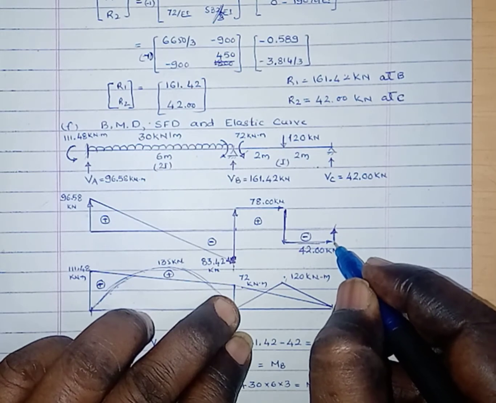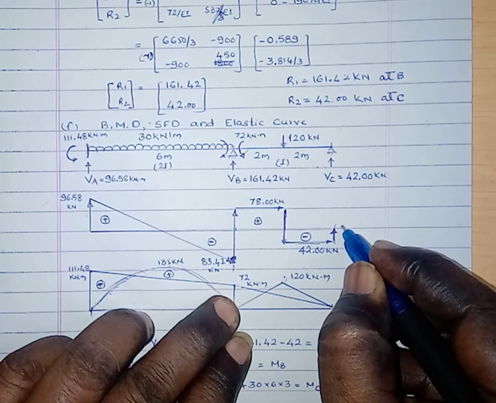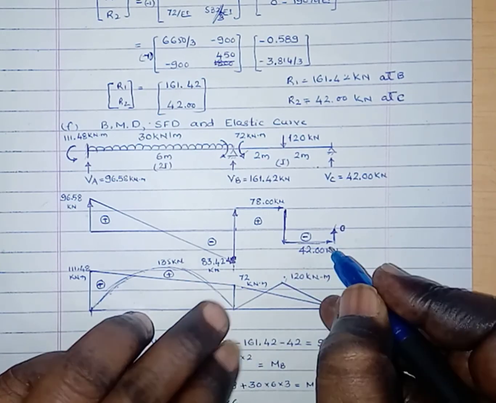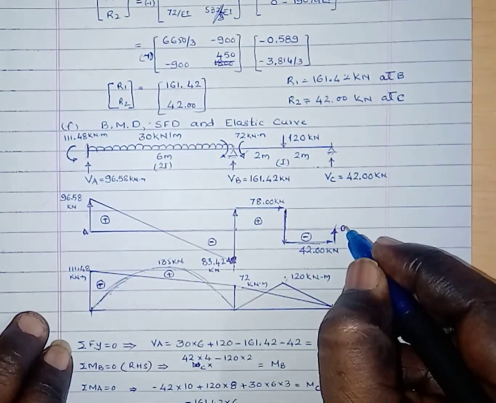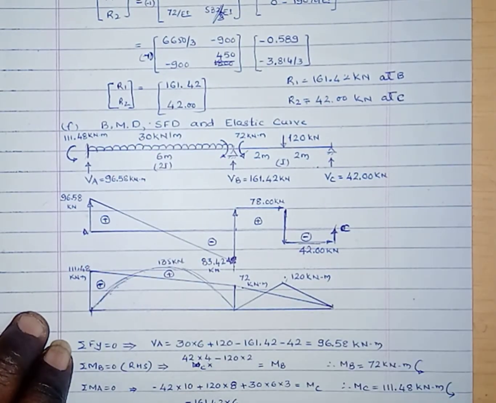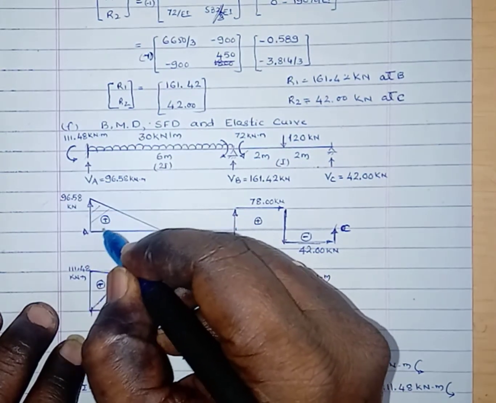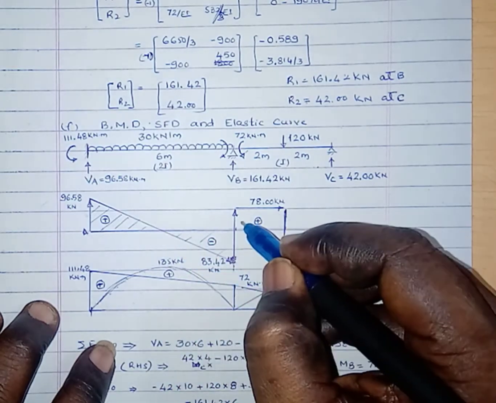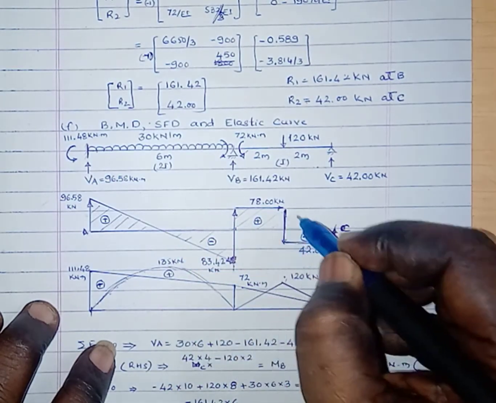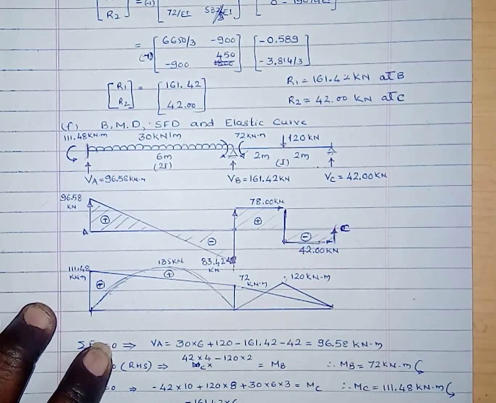Then here, because of this reaction at Vc, minus 42 plus 42, the shear force finally becomes 0. This one is A, this one is C. At A and C, the shear forces are 0. Here, this is the shear force diagram. This is the positive shear force diagram. The shaded portion shows the shear force variation diagram from A to C.